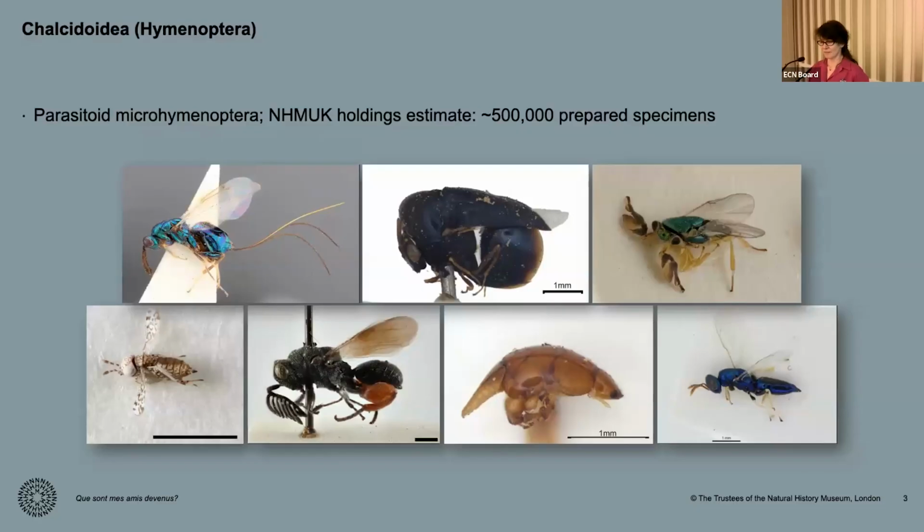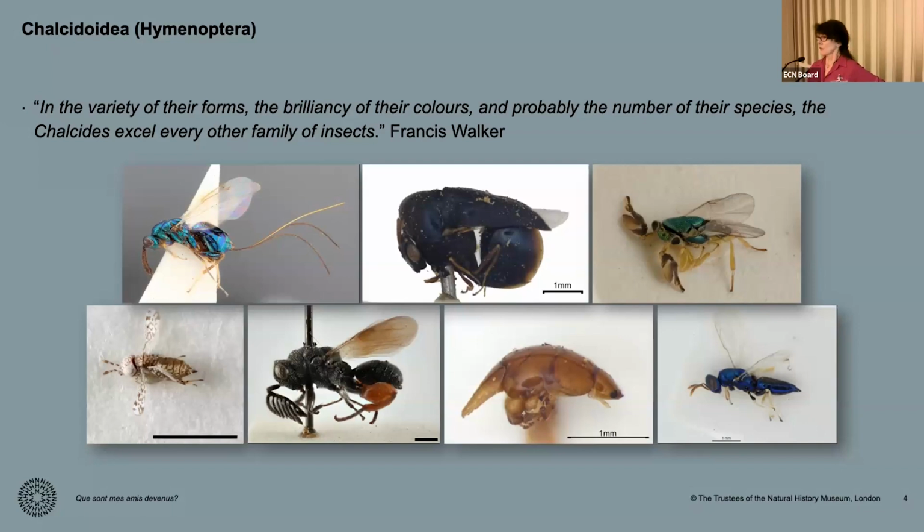We will see. So in this case, the scattered friends I'm looking for are Chalcidoidea specimens. And just to remind you of what Chalcidoidea are, it's a superfamily of Microhymenoptera containing currently around 28,000 species. And the estimated holdings at the museum in London are around the 500,000 mark. And they are, of course, the coolest of all insects, but you don't have to take my word for it. You can take Francis Walker's word instead.